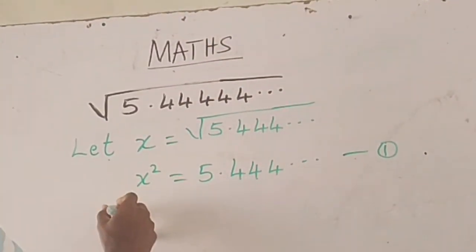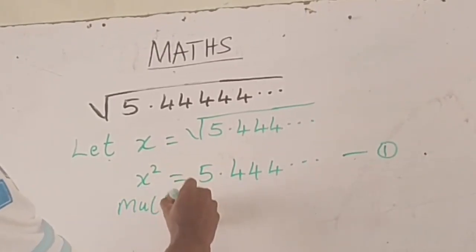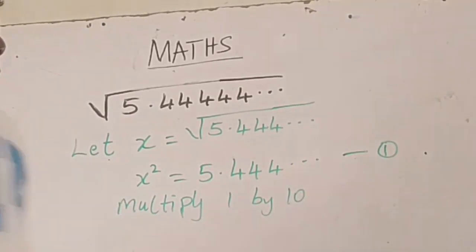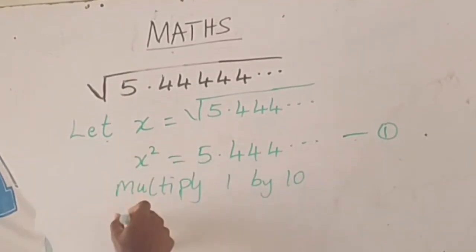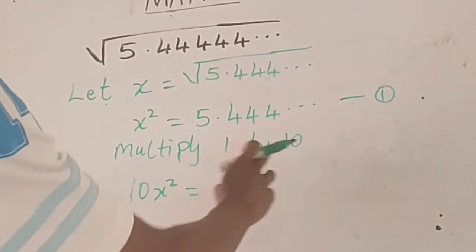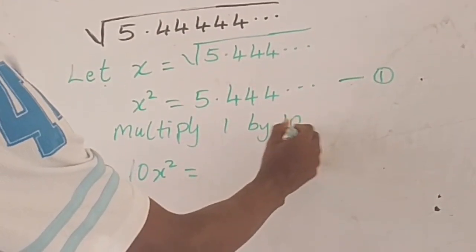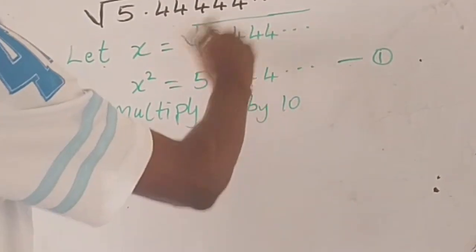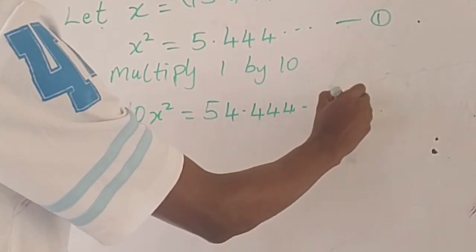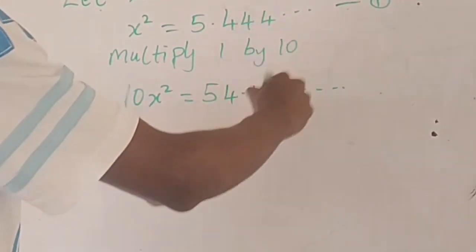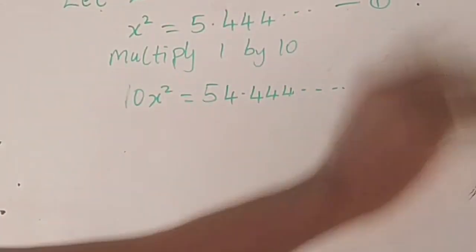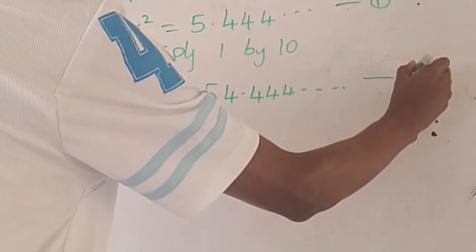Let's multiply equation 1 by 10. So by multiplying equation 1 by 10, we are going to have 10x squared is equal to, now on the right hand side, if you want to multiply by 10, since we have a single zero, just move the decimal point one time. So we are going to have 54.444 and so on. If you are multiplying by 100, it means you move the decimal point 2 times, so we are going to have 544.444 and so on. So this is equation 2.